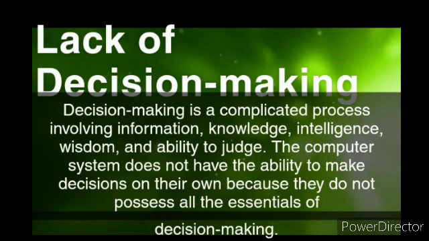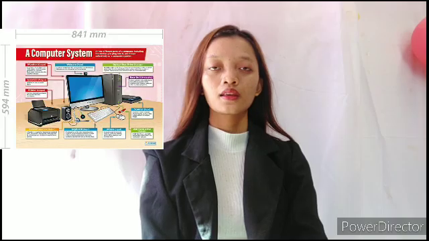Lack of decision making. Decision making is a complicated process involving information, knowledge, intelligence, wisdom, and ability to judge. The computer system does not have the ability to make decisions on its own because it does not possess all the essentials of decision making.